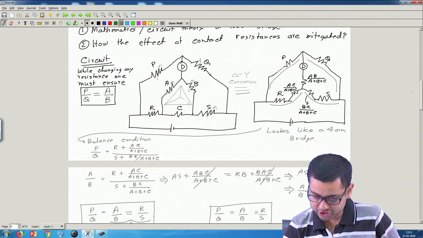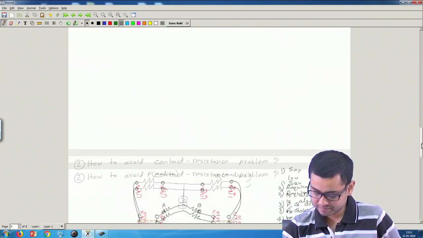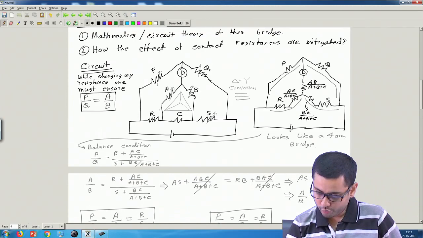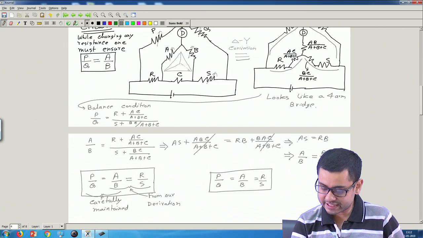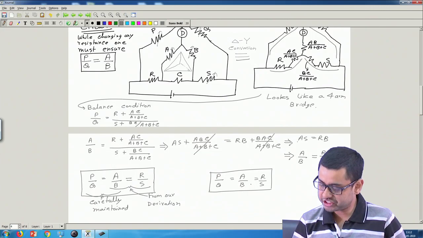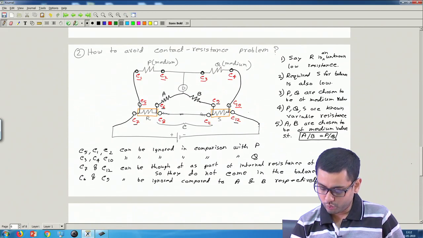Across C, we have this AB. So these two bridges are exactly the same. And then in this bridge, when we derived the balance equation, C doesn't come into the picture at all. Whatever the value of C, it doesn't come into the balance equation. Therefore, in this bridge as well, whatever the value of C8, C11, the contact resistances, they do not come into the picture at all.